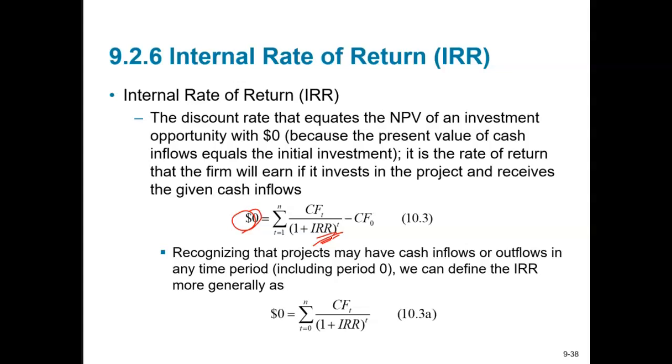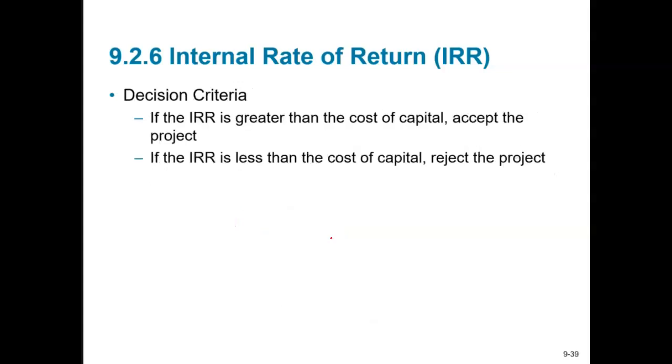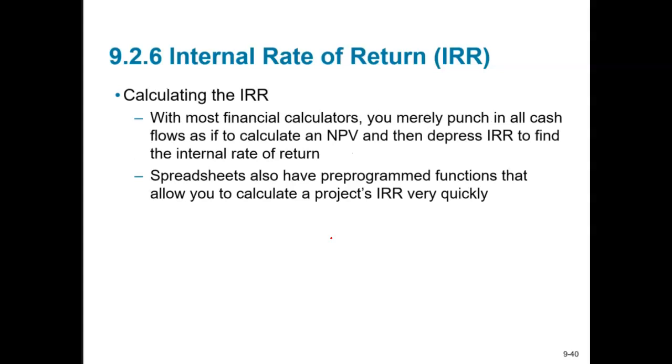Okay. So the criteria for decision making is if the IRR is greater than the cost of capital, we are going to accept the project. And if it is less than the cost of capital, we will reject the project. You can use the financial calculator and you can do the NPV and IRR together as I showed you. So let's talk about how we can use the financial calculator and do this.